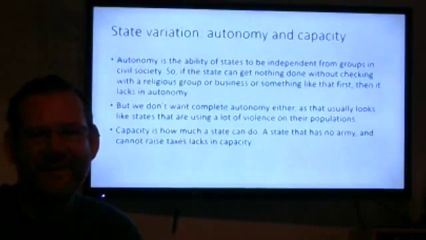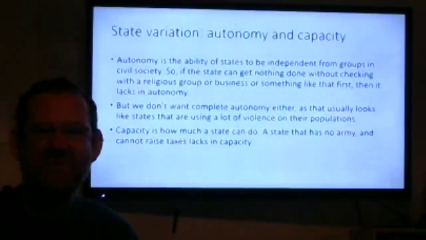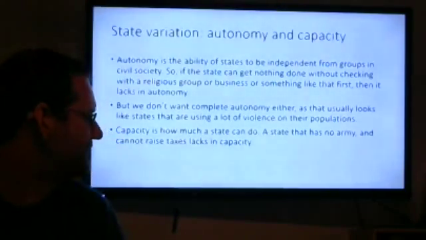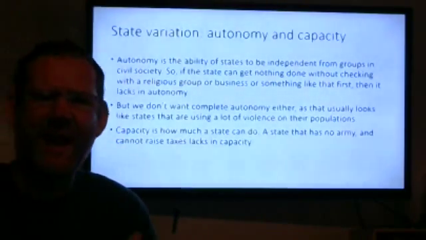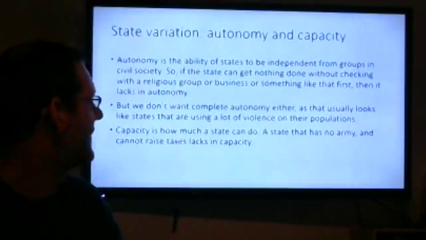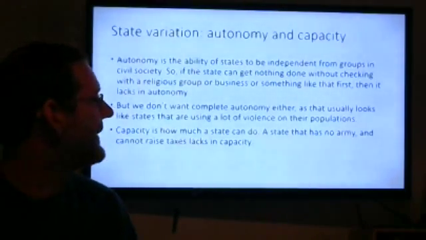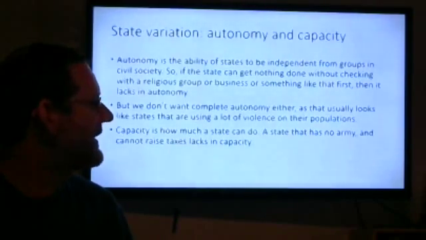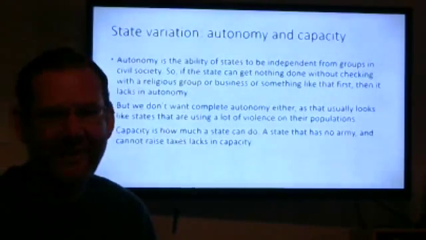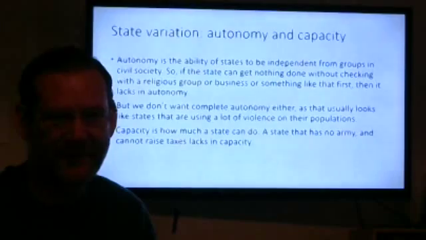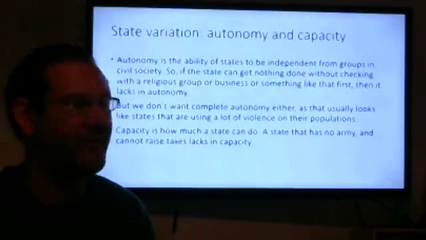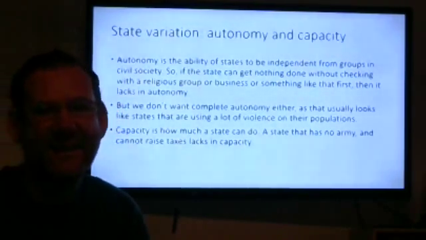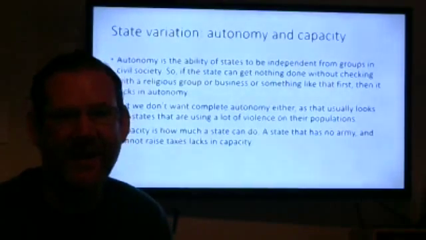Okay, second element of state variation here that's pretty important, what we call autonomy and capacity. This is pretty quick and simple. These first readings, I don't think they're too tough. I hope you guys do okay. But autonomy is the ability of states to be independent from groups in civil society. So if the state can get nothing done without checking with somebody first, whether it's a business or a religious group or an ethnic group or whatever, then it's lacking in autonomy, right?